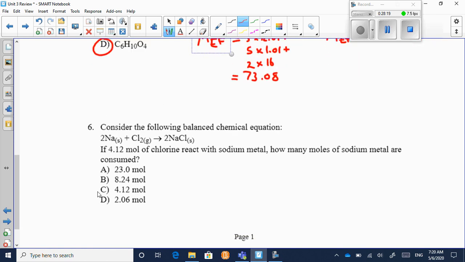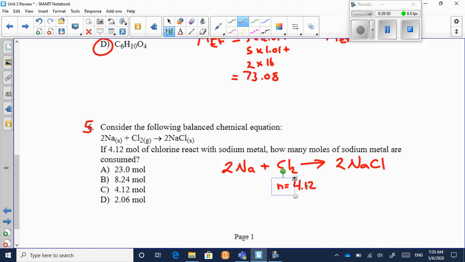Okay. I got rid of question number 5 on mine, so this is question number 5. So it says, consider the following balanced equation. I'm going to write it over here. It says 2Na plus Cl2 makes 2NaCl. There it is. If 4.12 moles of chlorine. So look at this. I've been given the number of moles of chlorine. 4.12 moles of chlorine react with sodium metal. How many moles of sodium metal are consumed?